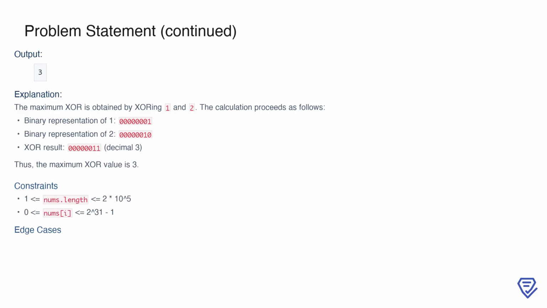Here's another simple example. If the input array is nums equals 1, 2, the maximum XOR value is 3. This is achieved by XORing 1 and 2. In binary, 1 is represented as 00000001, and 2 is represented as 00000010. Performing the XOR operation between these two values gives 00000011, which equals 3 in decimal. This demonstrates that even with a small input size, the problem remains consistent. The task is to select two numbers whose differing bits create the largest possible result.